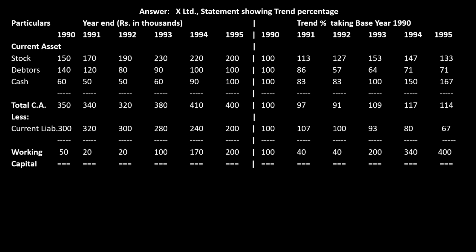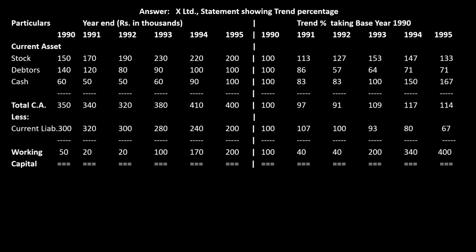Is it clear? Then the stock for 1992 is 190. Again, I'll do 190 by 150 into 100. The trend will be 127%. In the same way, the stock for 1993 is how much? 230. So 230 divided by 150, the 1990 column, into 100. How much is it? The trend percentage is 153%. That's the increase of 153%. Is it clear? Which means from 150 it has gone to 230.